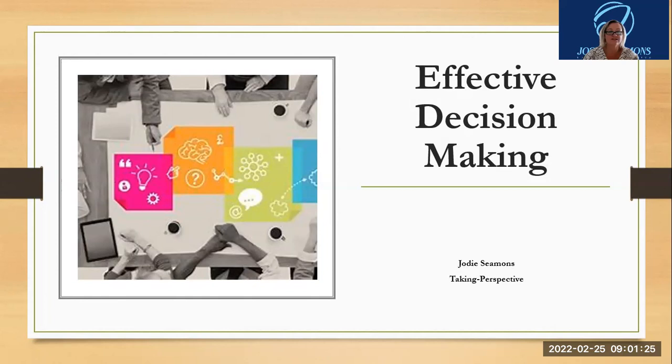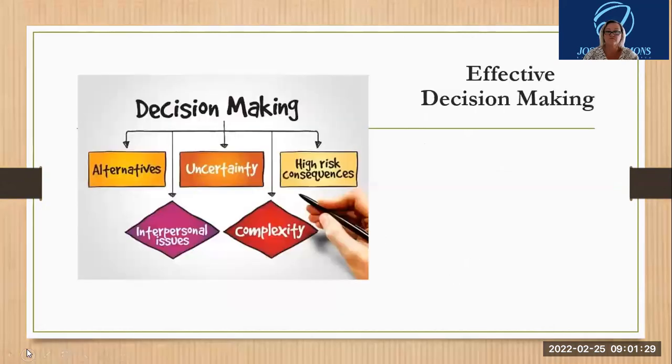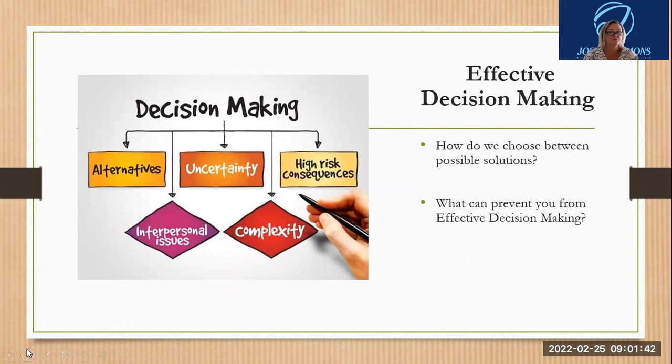Okay, so effective decision making. When it comes to effective decision making, I've come up with 3 topics that I think are quite important. How do we choose between possible solutions? What can prevent you from effective decision making? And why good decisions matter? And I've also thrown just something else in the middle there too, which you will get to find out about.